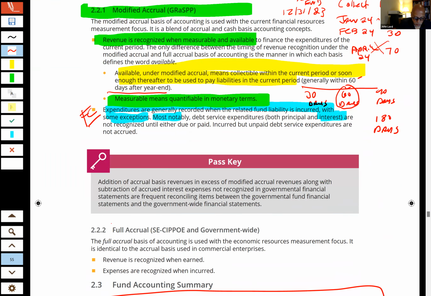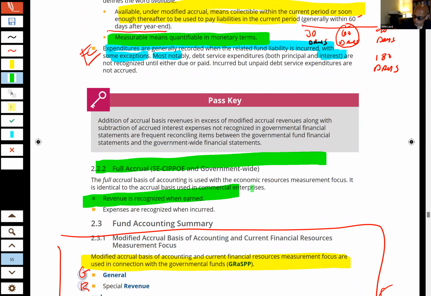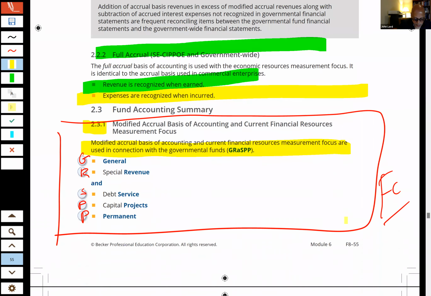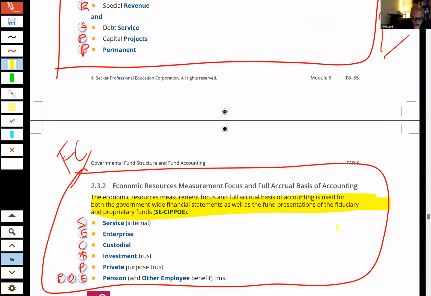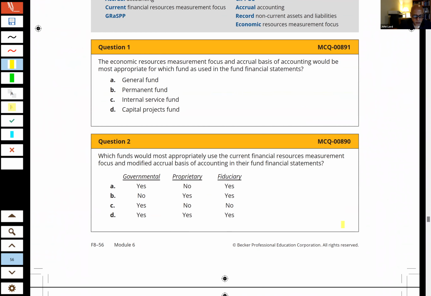Okay, good. And then if we're dealing with full accrual accounting, revenue is recognized when earned, expenses are recognized when incurred. You've known that for a long, long time. Okay, good. That gets us through that first module. So before we adjourn for the evening, let's look at a couple of multiple choice questions.